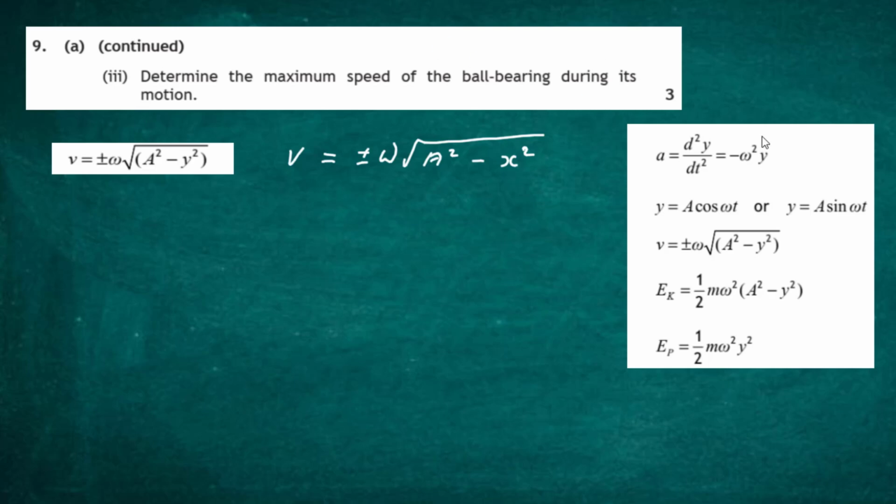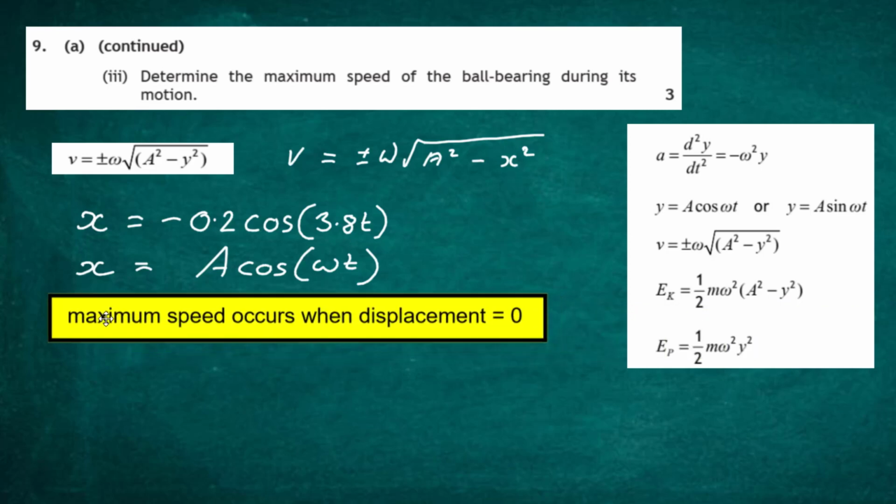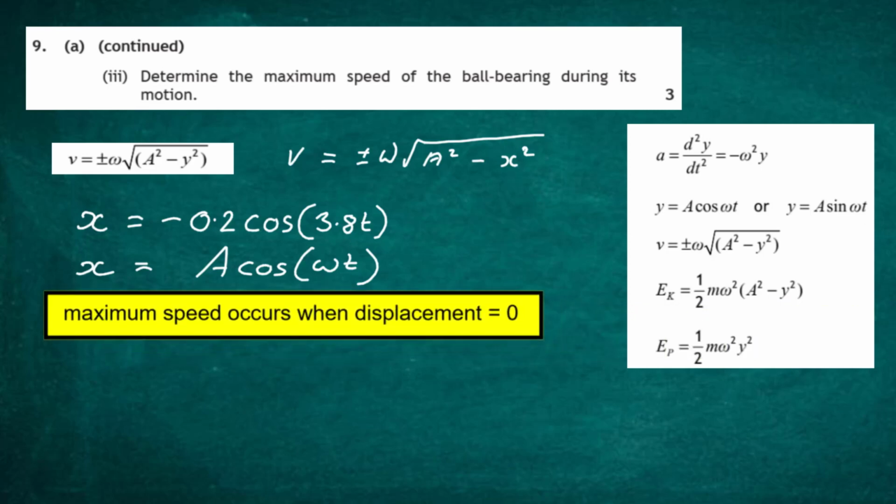So we have already got the equation of the motion. That's x equals minus 0.2 cos 3.8t, and we can write that in this form here. The amplitude A is minus 0.2 and the angular frequency omega is 3.8. So all we have to do is take that equation and remember this very important fact: the maximum speed, which is what we're looking for, occurs when the displacement is equal to 0.